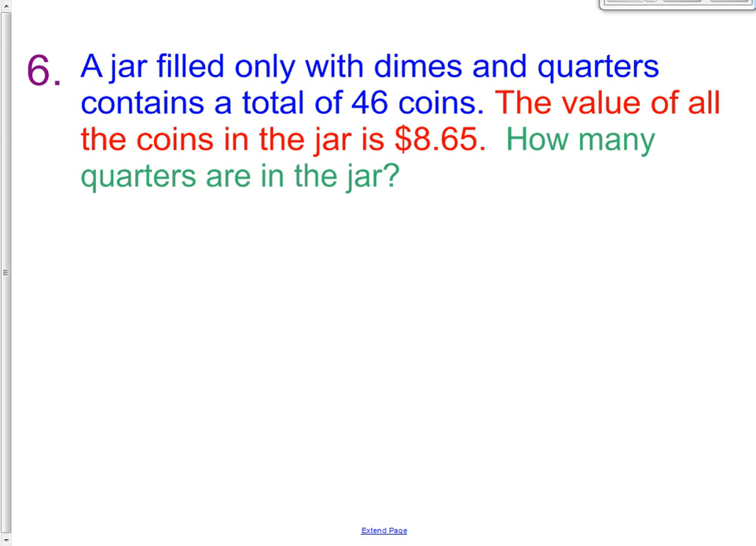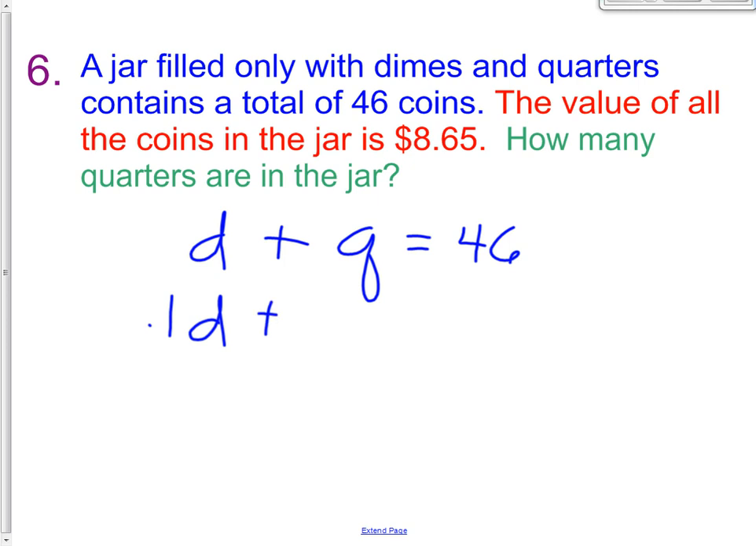So dimes and quarters contains a total of 46 coins. So in this one, we don't need to know the value of a dime and a quarter. We just need to know that there's 46 coins. They're made up of dimes and quarters. So dimes plus quarters is 46 coins. The value of all of the coins in the jar is $8.65. So now we got to say, well, however many dimes he has, we multiply that by 0.1, which is 10 cents. Plus the total number of quarters he has, which is 25 cents, so 0.25 times the quarters.